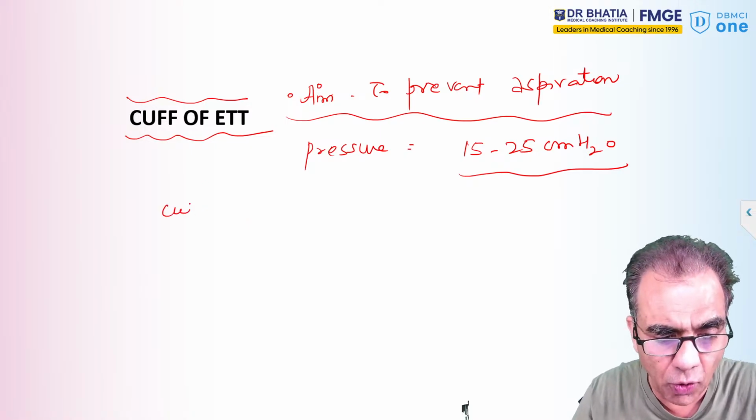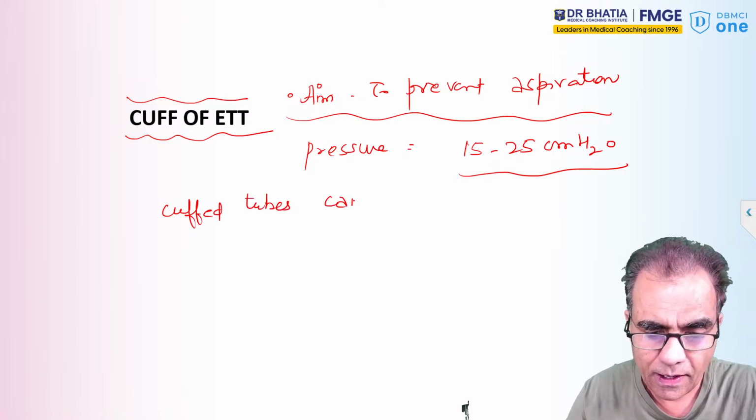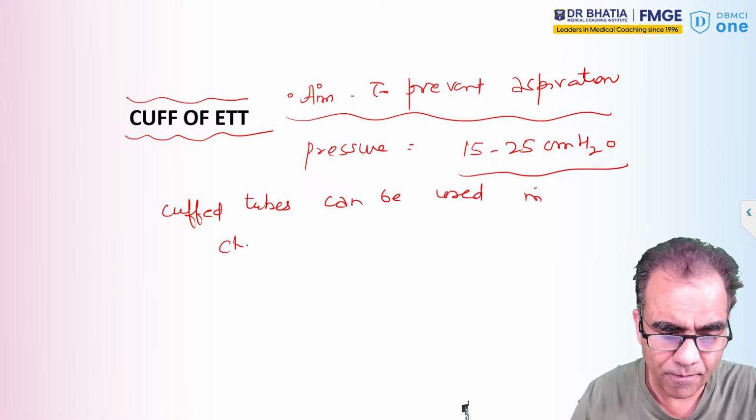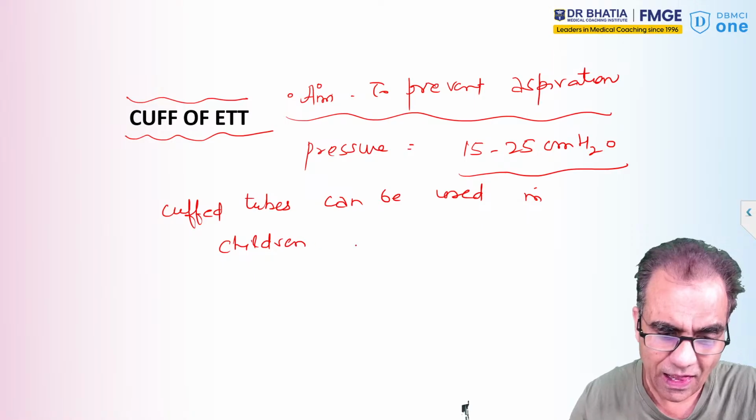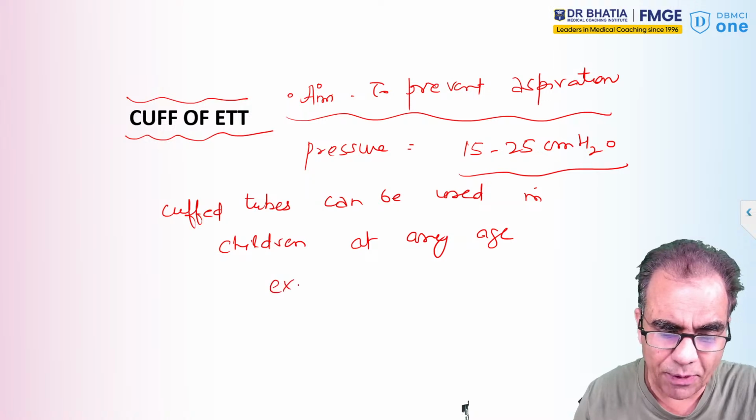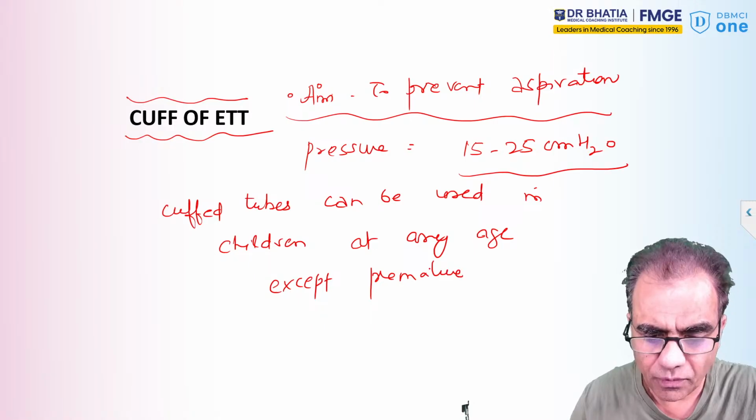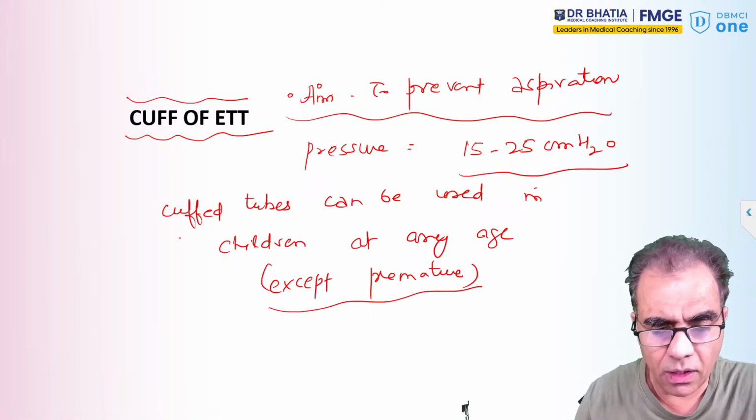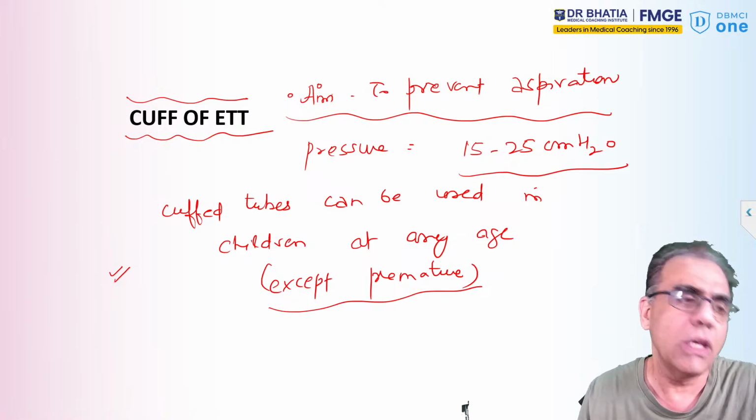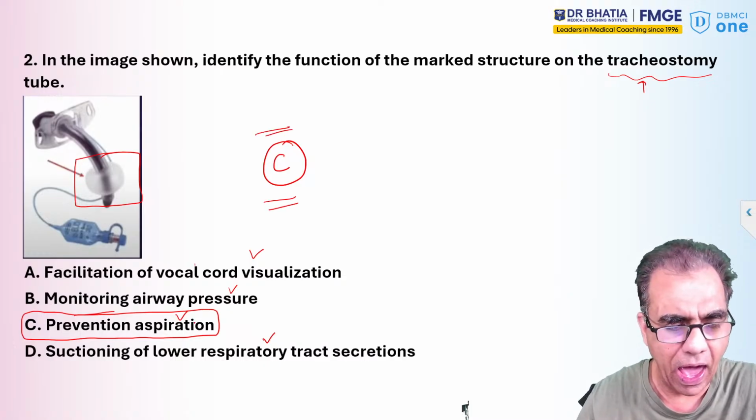So a cuff tube can be used in children at any age except prematures. Prematures, we still do not use cuff tubes, but otherwise, even for a newborn baby, it is allowed to use a cuff tube. So, of course, the cuff is used to prevent aspiration.